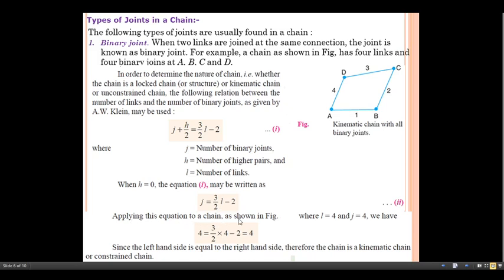Applying this equation to the chain shown in this figure, L equals 4, meaning the number of links is 4: 1, 2, 3, 4. The number of joints is also 4. Substituting the number of joints and the number of links here, we get 4 equals 4. The straightforward meaning is that the left hand side equals the right hand side. Therefore, the chain is a kinematic chain or constrained chain.